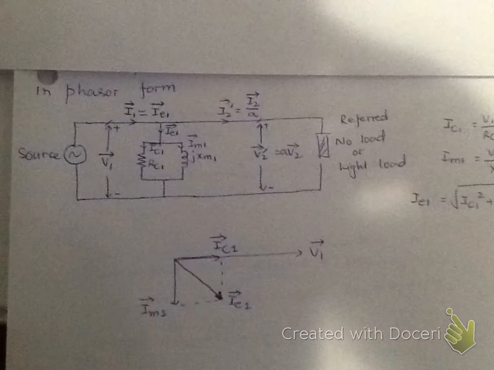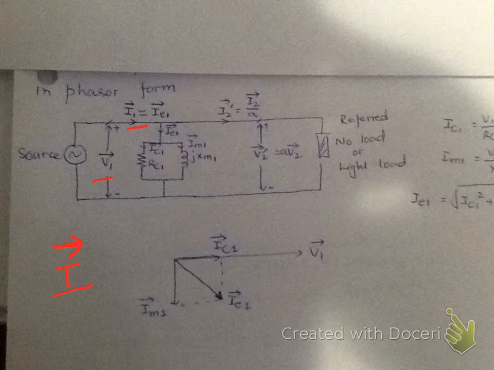Now if you want to represent it in phasor form, what we mean is that all the quantities, like the currents and voltages, are going to have an amplitude as well as a phase angle. Usually phasor quantities are represented by an arrow or a bar on top of the variable. In phasor form, they have the phase angles as well as their values.